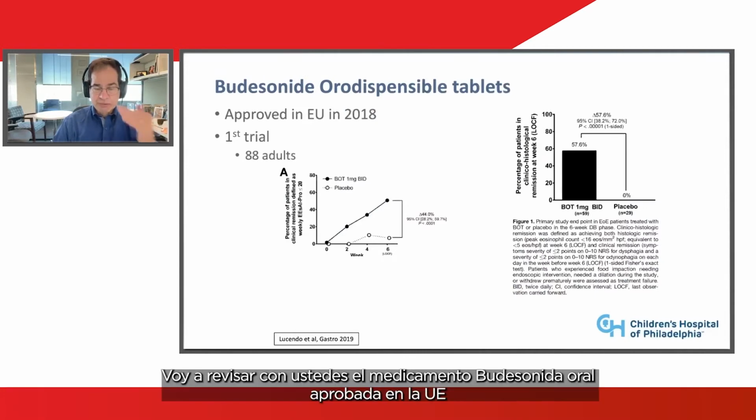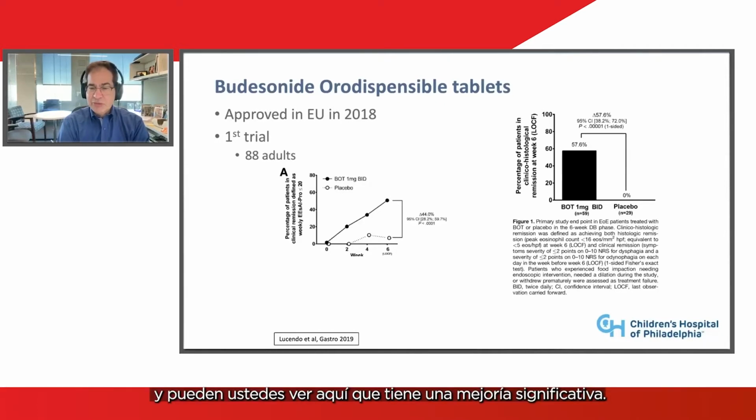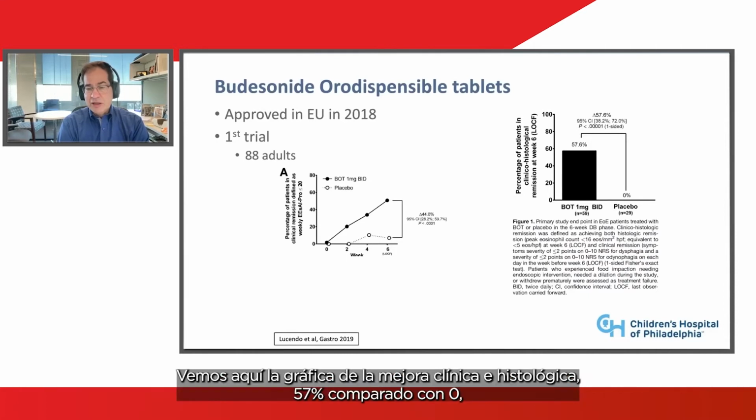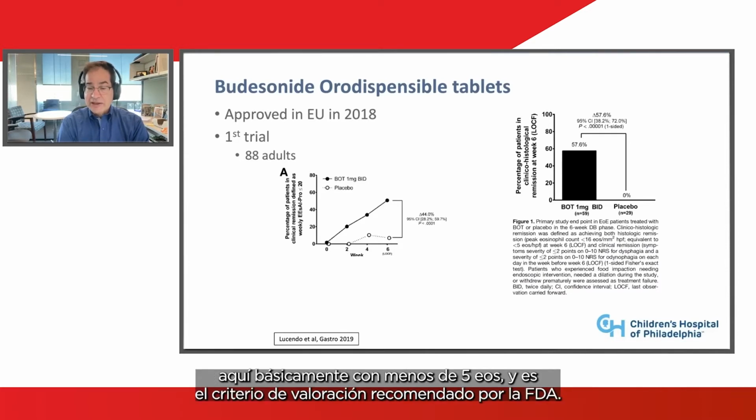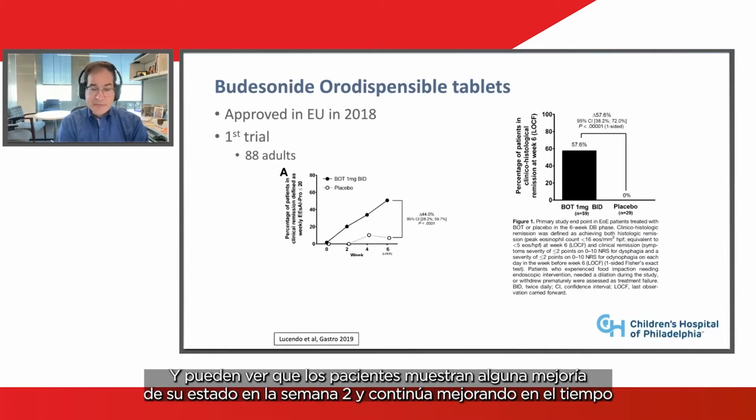So I'm going to go over the oral viscous budesonide. This is the one that's approved in the EU, and you can see it had a significant improvement in both. This is the clinical and histological improvement, so about 57% compared to 0. Histological response was basically having less than 5 eosinophils per high power field, which is the FDA endpoint they look at. And you can see that patients really begin to show some improvement by week 2, but then continue to improve over time.